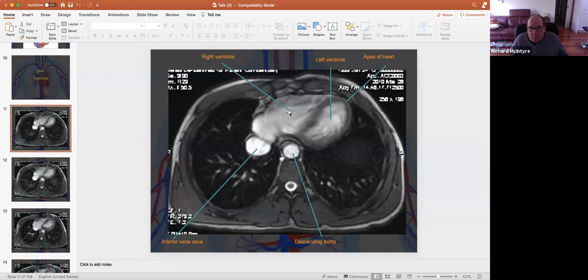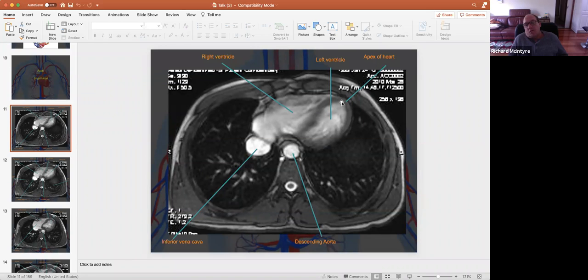From the bottom of the heart, we can see that we've got the inferior vena cava. We've said that delivers blood from the abdomen and from the legs, all structures inferior to the heart. We've got the right atrium here, probably just the superior portion of the right atrium. Then the right ventricle. The right ventricle is on the right and it's anterior. You can see the septum and you can see the left ventricle.